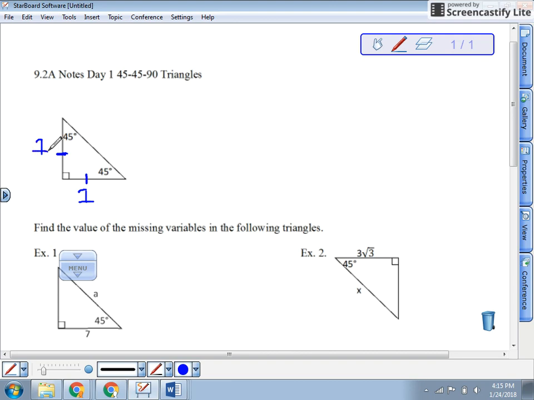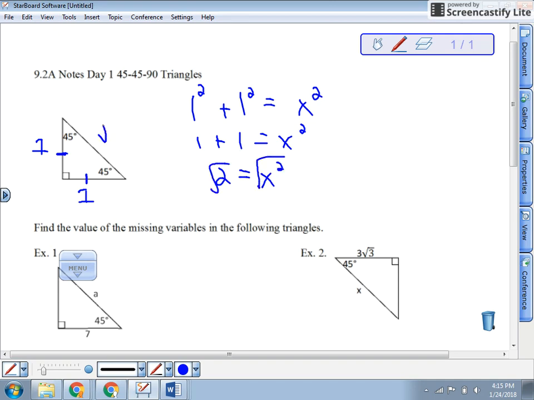All right, so then using the Pythagorean theorem, what would the hypotenuse be? Remember, Pythagorean theorem is legs squared, so 1 squared plus 1 squared would equal the hypotenuse squared, which in this case I'll just call x. 1 plus 1 equals x squared. So 2 equals x squared. So I take the square root. So the hypotenuse would always be root 2 compared to those sides in any 45-45-90 triangle.